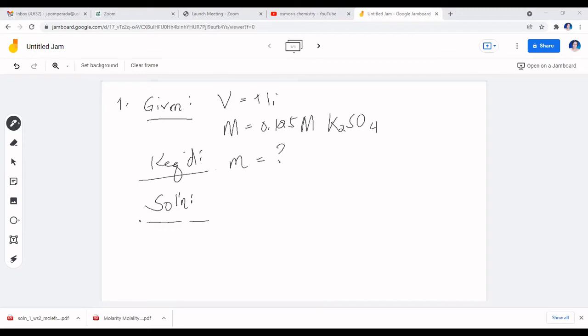So we know that molarity is equal to the number of moles over the volume of the solution. So you substitute the value that is given, which is 0.125, and we will determine the number of moles, and the volume here is 1 liter. So this follows then that your number of moles is simply 0.125 moles.